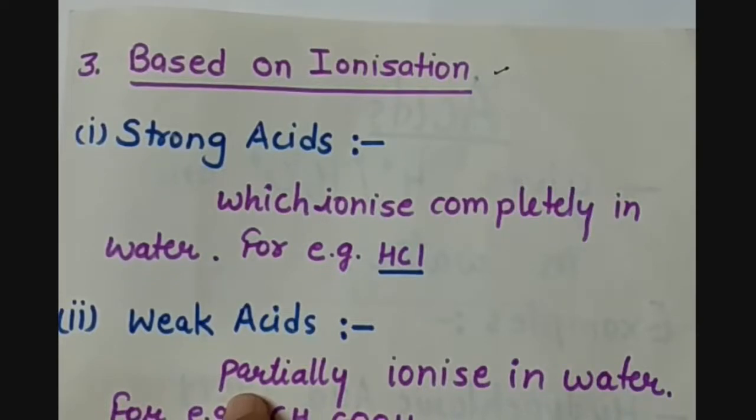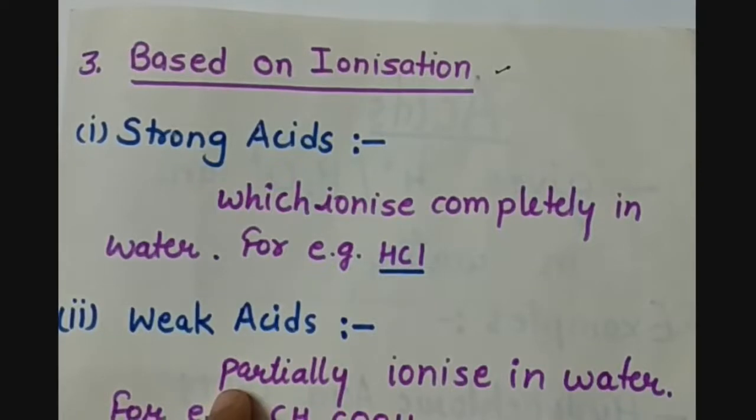For example, HCl. When HCl is dissolved in water, suppose we have 100 molecules of HCl and we have dissolved it in water, then almost all the 100 or maximum number of molecules have dissociated into their ions. They have furnished into H plus and Cl negative ions. So HCl is an example of strong acid.